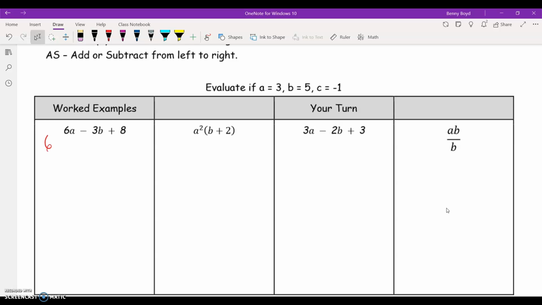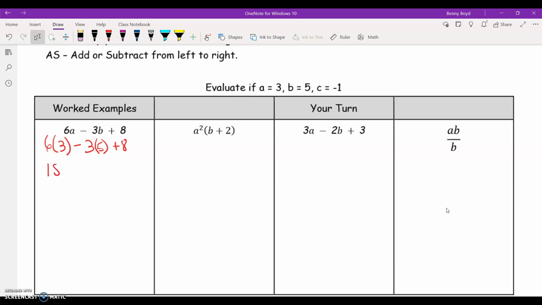So that means I'm going to have 6 times 3, substituting the 3 for the A, minus 3 times B, which is 5, plus 8. Now using the order of operations, I'm going to take care of all of my multiplication or division from left to right first.